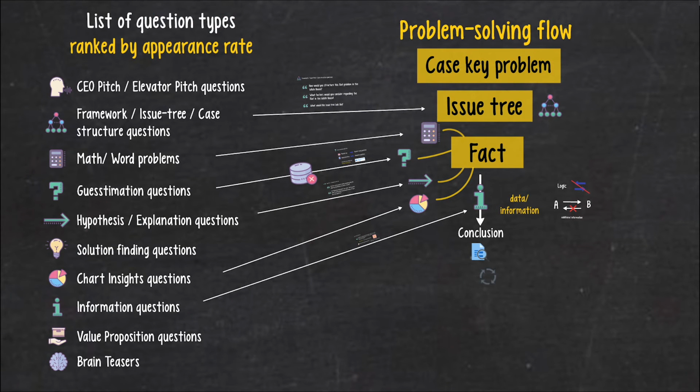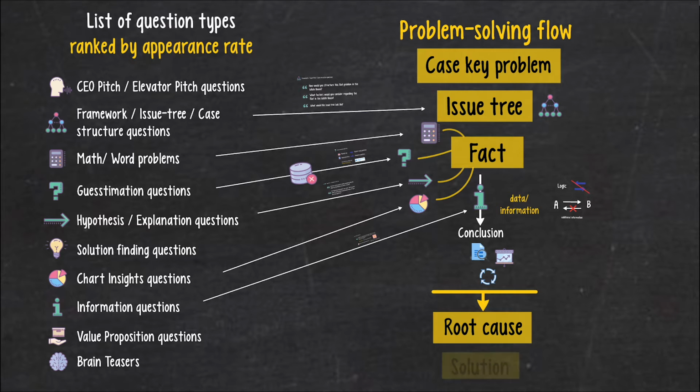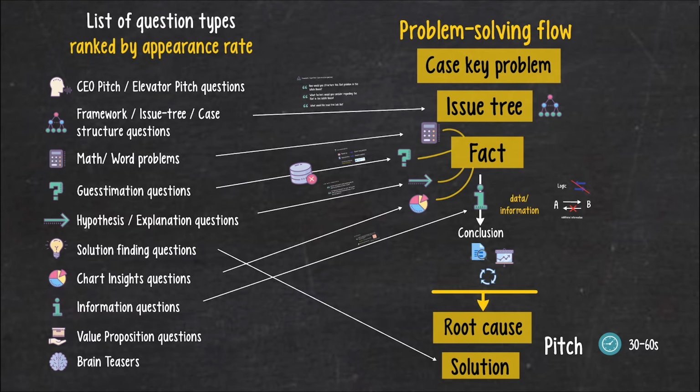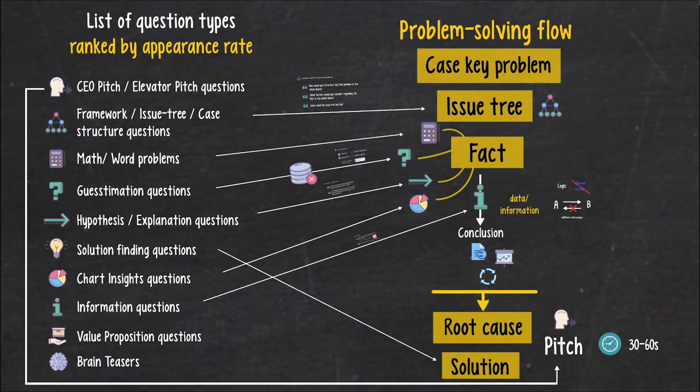Analysis after analysis, the root cause is revealed. Time to come up with solutions. We have solution-finding questions. When all is done, the interviewer often asks you one final question to give an elevator pitch for the client's leadership. You have something like 30 to 60 seconds to tell the executive everything he or she needs to hear. This is the elevator pitch question.